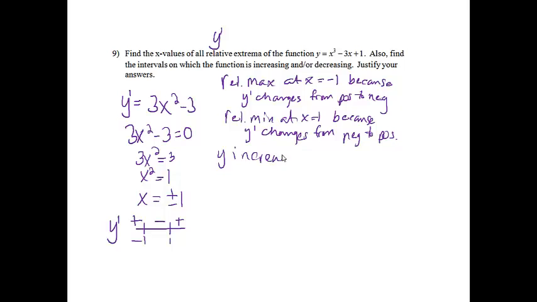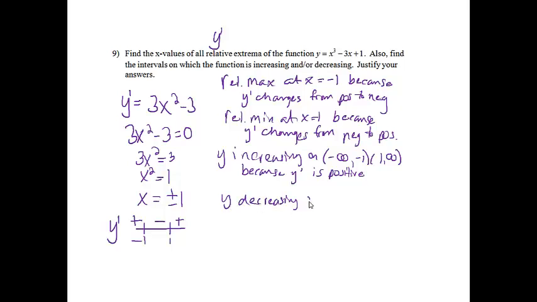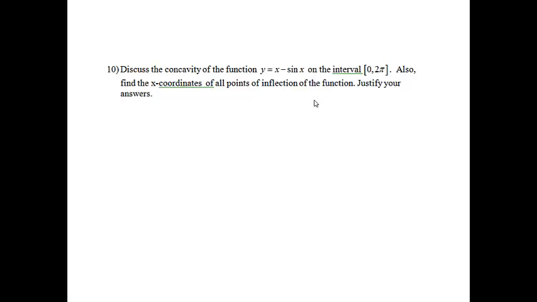All right, and then there I will say where y is increasing. So y is increasing on the intervals negative infinity to negative 1, and then from 1 to infinity, and that would be because y prime is positive. And then y is decreasing on the interval just negative 1 to 1, and that is because y prime is negative. Please notice I did use y this time and y prime instead of f because they were talking about y instead of f.